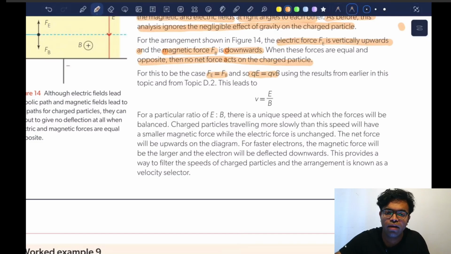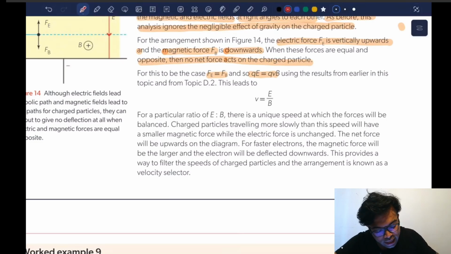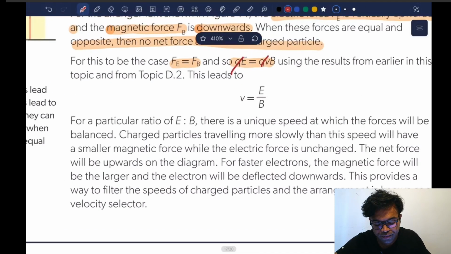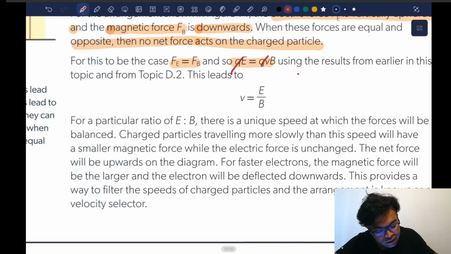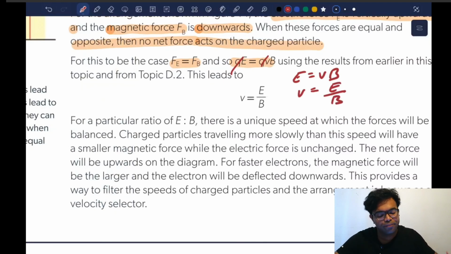Now both of them have q values, right? Can I cancel them both? I can cancel these q values, so I'll be left with E is equal to VB, right? Therefore V is equal to E upon B. Clear?